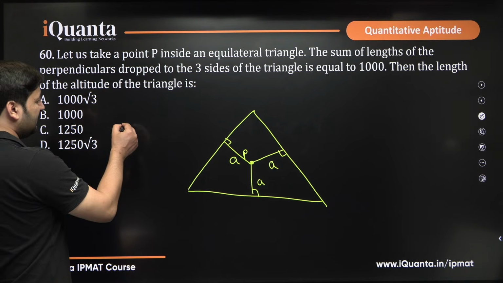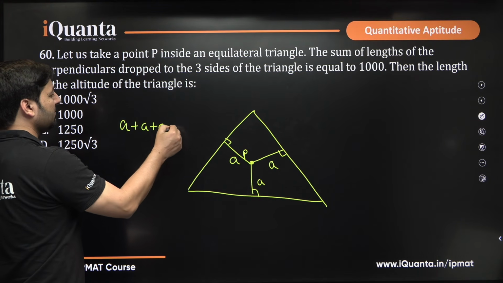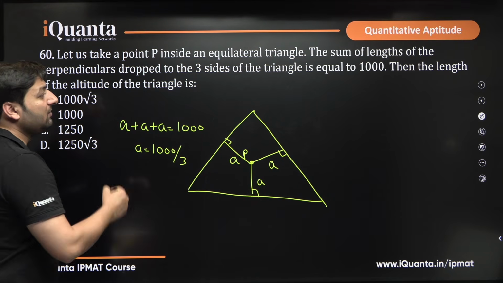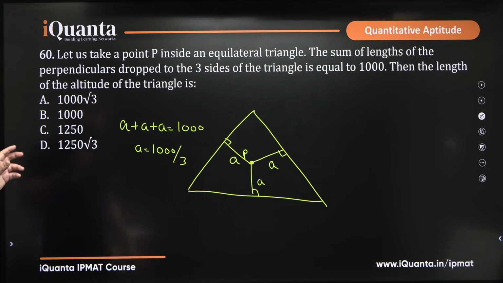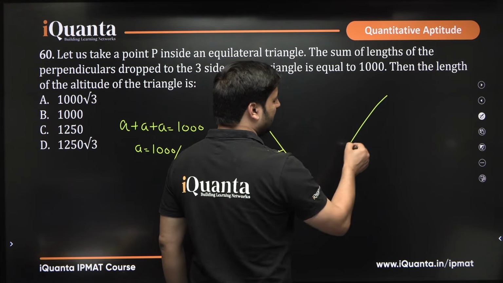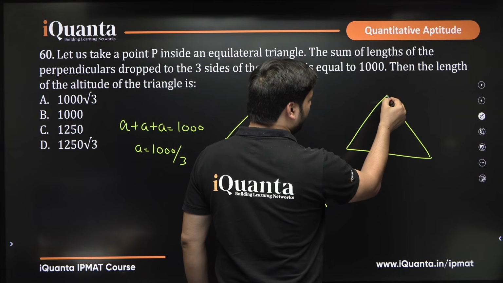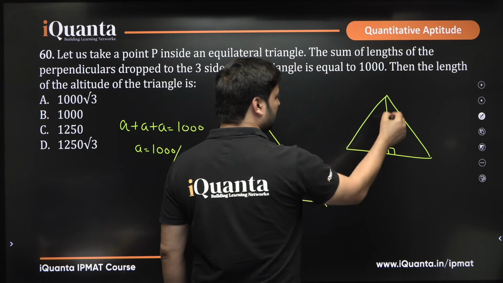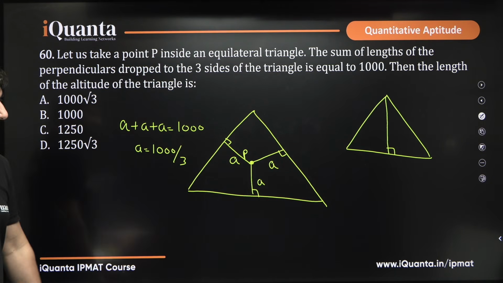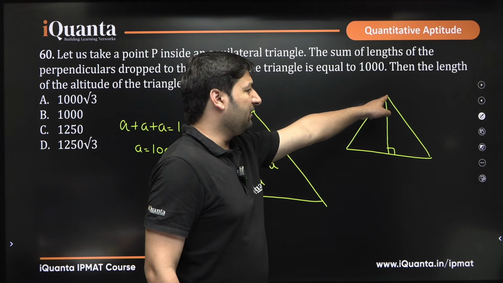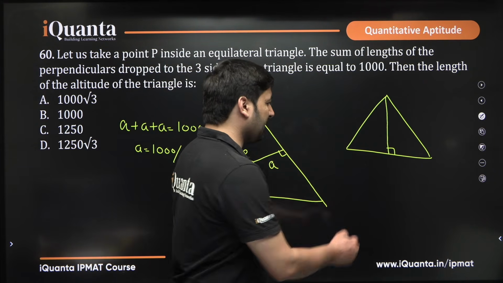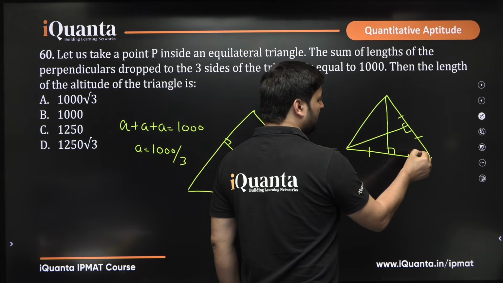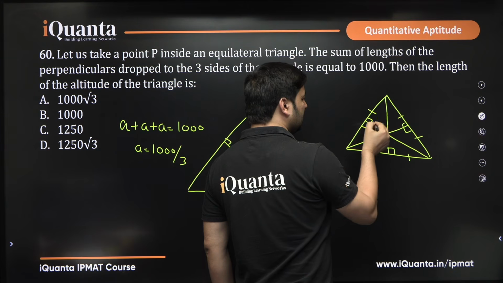So the sum of these three, A plus A plus A, will be 1000. So A will be 1000 by 3, fine. But the question is then the length of the altitude of the triangle. You know that if you have an equilateral triangle like this, and from here you put down the altitude, that means a perpendicular from this vertex to this side, right. In an equilateral triangle, if from any vertex you drop a perpendicular on the opposite side, it will bisect it. Similarly, from here if you drop a perpendicular here, this will be bisected. From here if you draw a perpendicular here, this will be bisected as well.